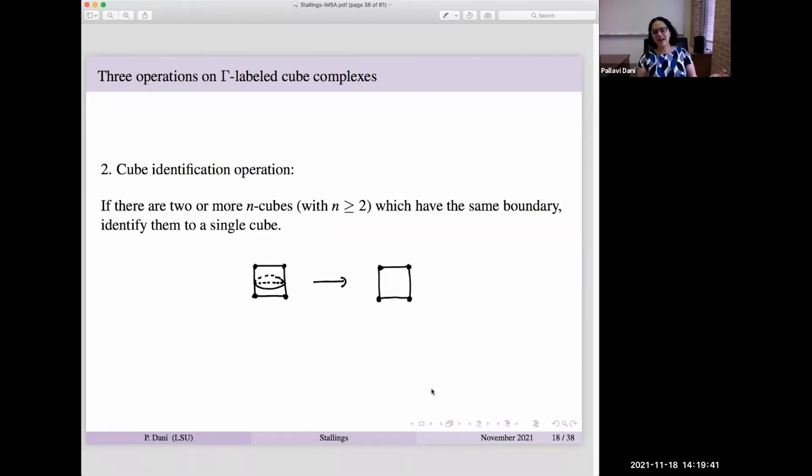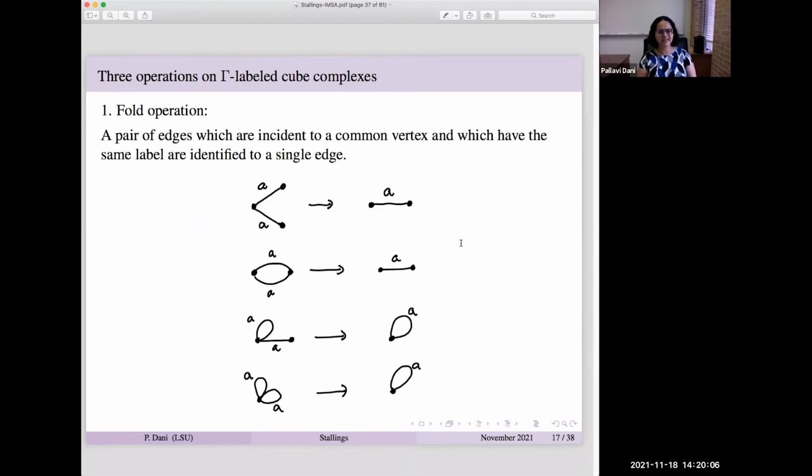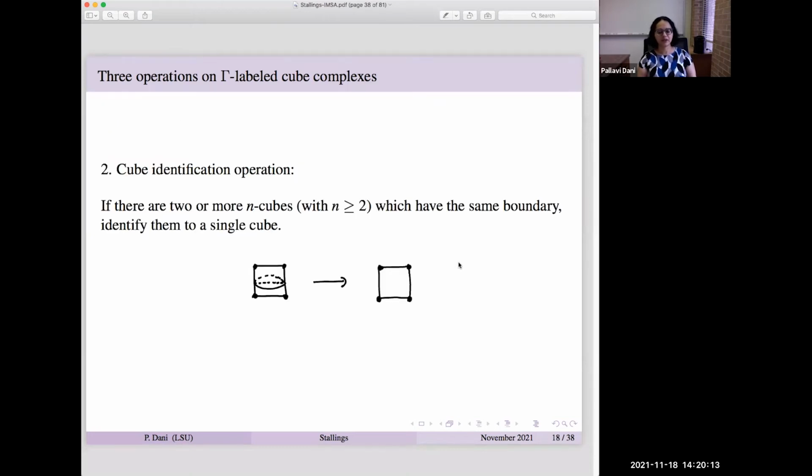Okay, and then of course because we have cube complexes instead of graphs, we have the higher dimensional analog of folds. So we've got cube identification. Let's say you have a bunch of different cubes with the same boundary, then you would want to just collapse them to a single cube with that boundary. It's similar to the second picture that we had in this slide: you have two different edges with the same boundary, you collapse them to a single edge with the same boundary.